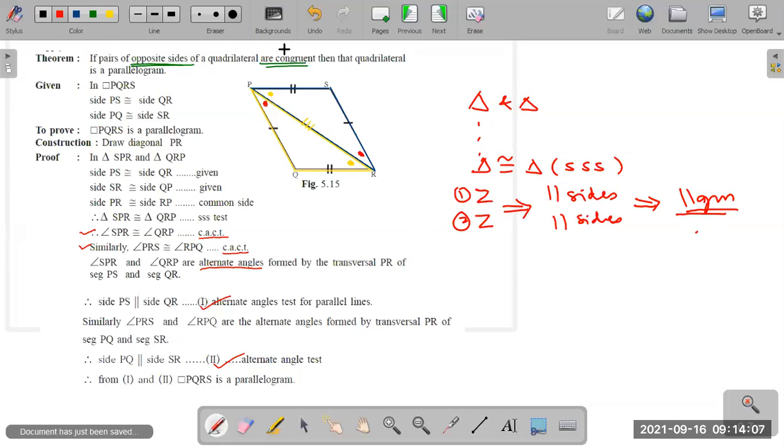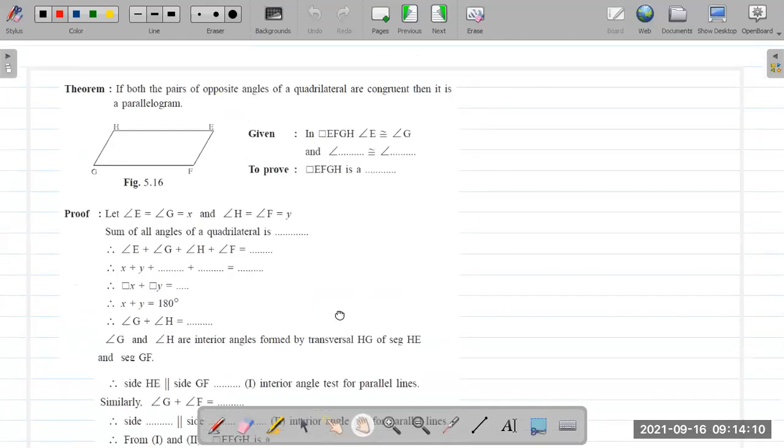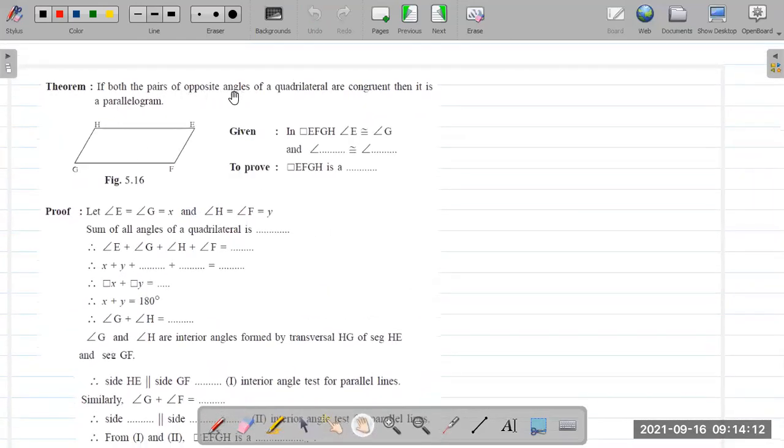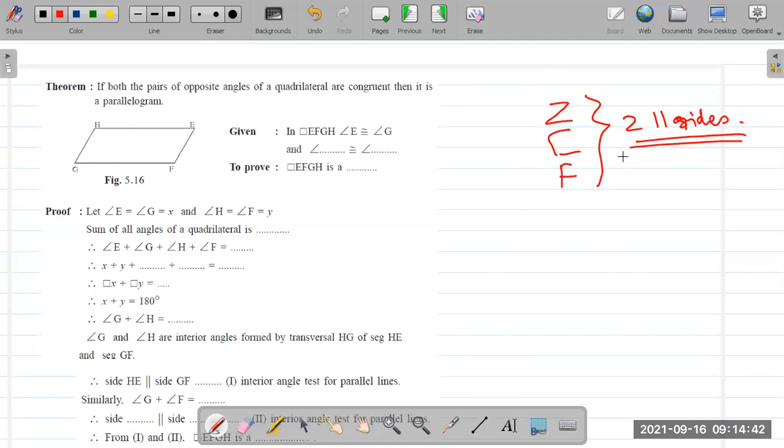Likewise, let us look at one more proof now. The second theorem: if both the pairs of opposite angles of a quadrilateral are congruent, then it is a parallelogram. So again, we have to prove that this is a parallelogram. How do we prove that? Again, the same thing. Use any one of these properties, the Z formation or the C formation or the F formation, to prove that there are two pairs of parallel sides. If there are two pairs of parallel sides, then we can say that it is a parallelogram.